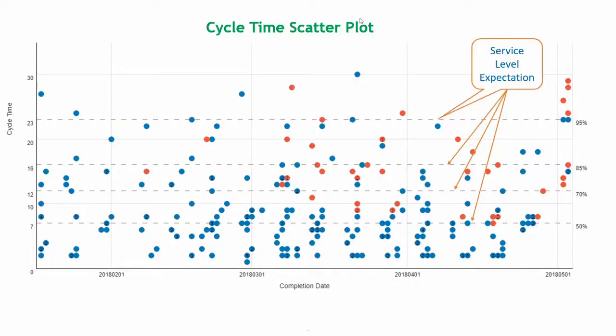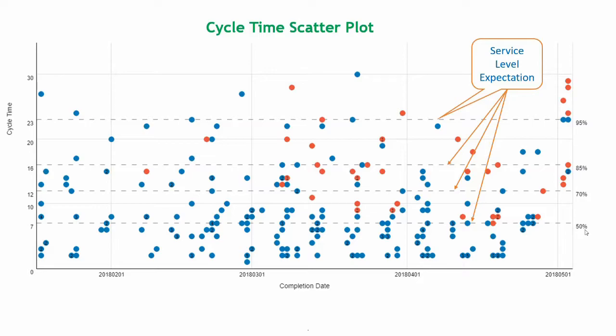To understand the service level expectation, it is important to understand the cycle time scatterplot chart. On the x-axis we have the completion date, on the y-axis we have the cycle time. All the dots that you see here are the cycle time at different points of time. The dotted lines that you see here, this one, this, and this, precisely tell you the service level expectation. How do we read it?